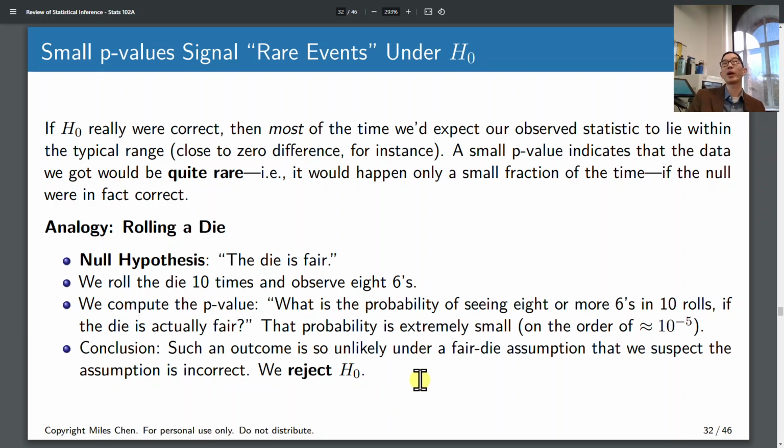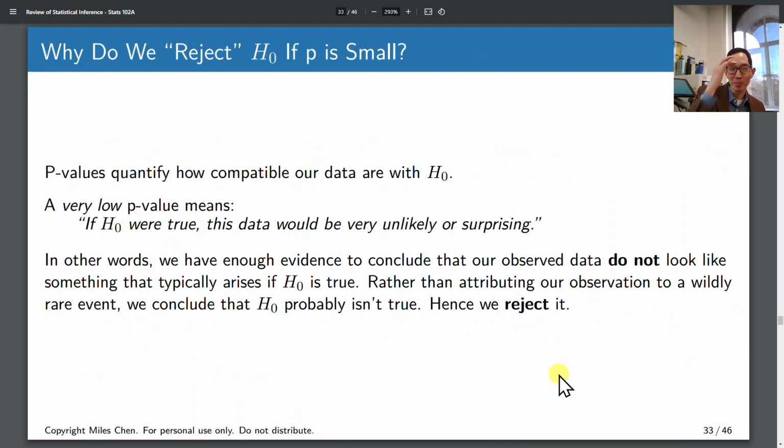Now, is it possible that the die actually is fair and we just got this really crazy outcome? It's also possible, but that's just really surprising because the probability of something like that happening is so small. So we just say, hey, you know what? I don't think I was one of the lucky 1 in 100,000 people where this kind of result happens. Rather, the reason why I'm getting this is because my die is not fair.